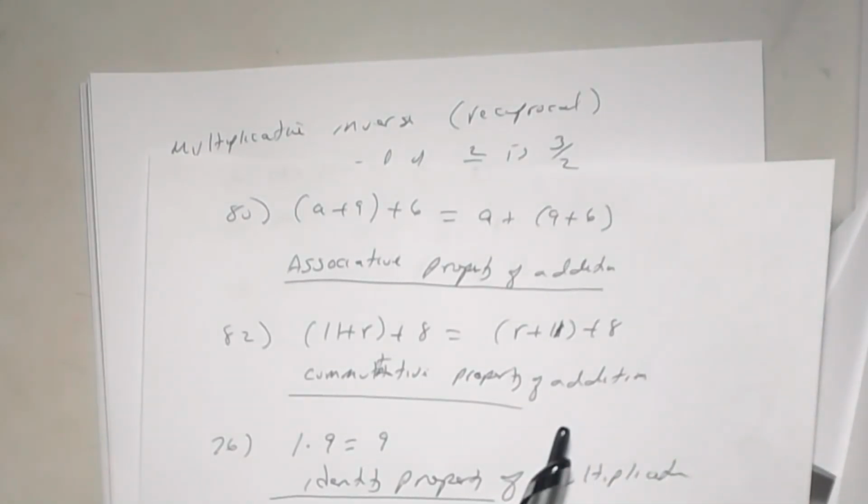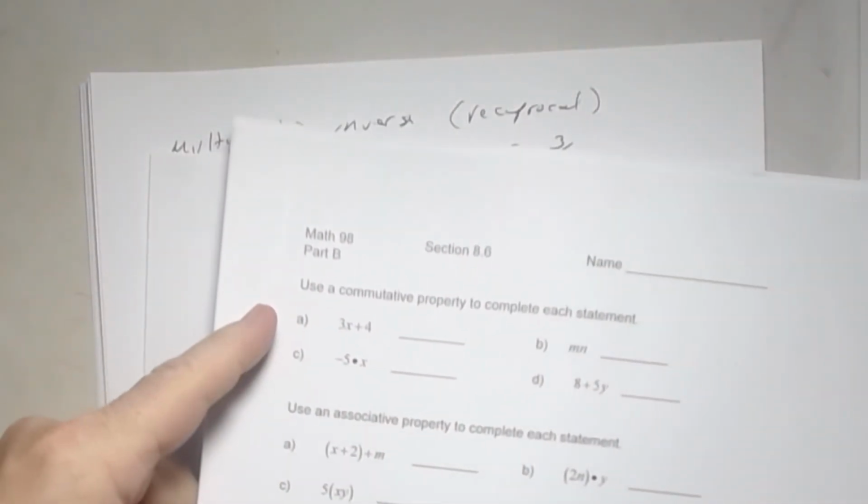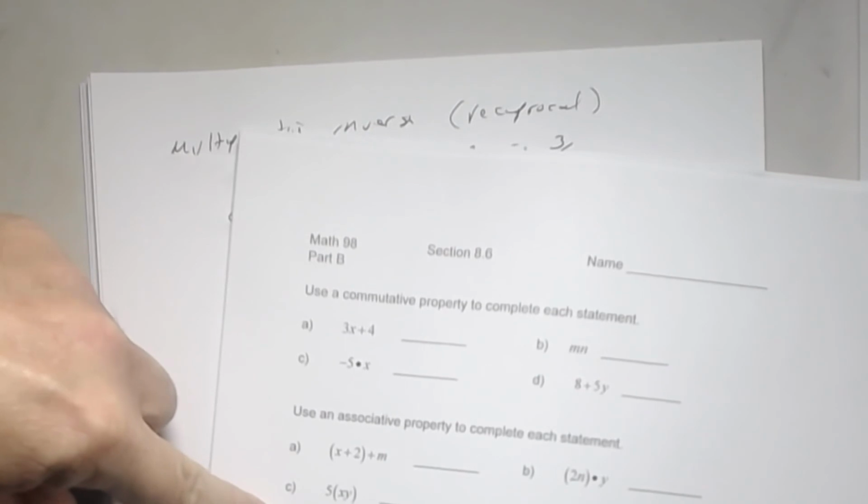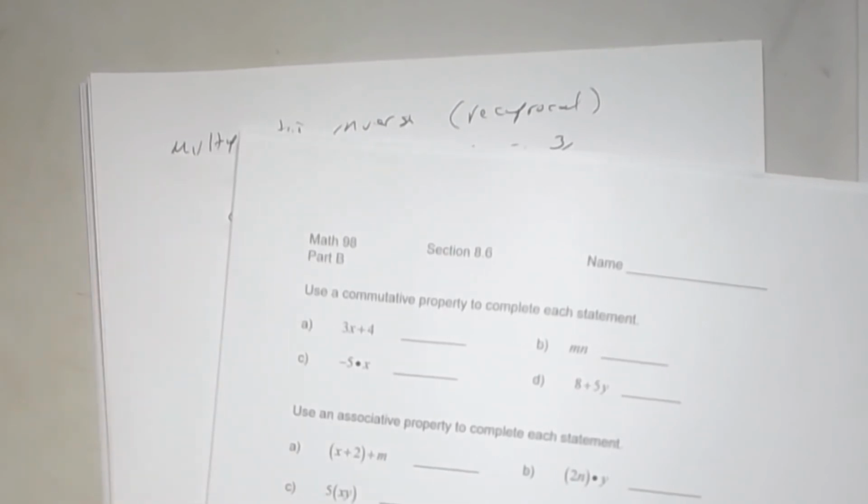Okay, so let me just quickly tell you what worksheets I can give you. All right, so this is 8.6 part B. So here it just says to use a commutative property. We talked about something like this. Use an associative property. And remember the simplifying? You don't have to show any work on the simplifying, just give me the answer. Okay? So that's that one.